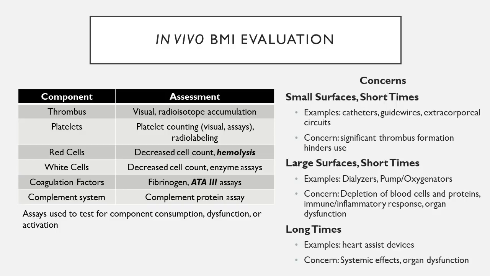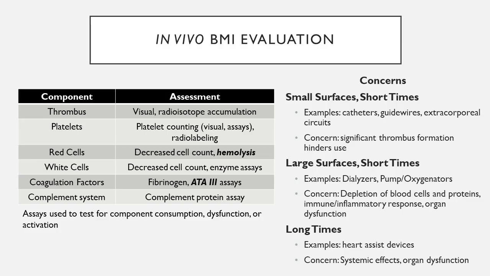And there'd be a number of reasons why you would only look at certain components or only do certain assessments depending on what kind of device or what kind of times they're interacting with blood. So for instance, devices that have small surfaces and interact with blood only on short time scales, such as catheters or guide wires, your concern might just be significant thrombus formation because any sort of clot is going to absolutely hinder their use. Even if you get a small clot, that's going to occlude a catheter. On the other hand, you might have large surfaces that only interact for short times, like dialysis units or pumps and oxygenators.